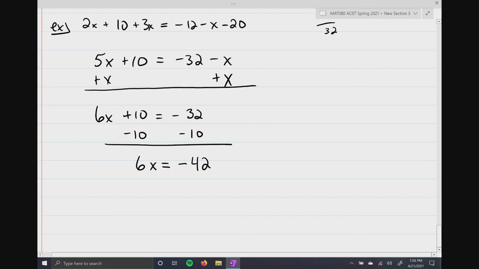Okay? My next move here is step 5. I'm going to divide both sides of my equation by the number in front of the variable. The 6 is reduced on the left. On the right-hand side, the easy part, a negative divided by a positive is a negative. 42 divided by 6, you actually have to know that. I think it's 7.